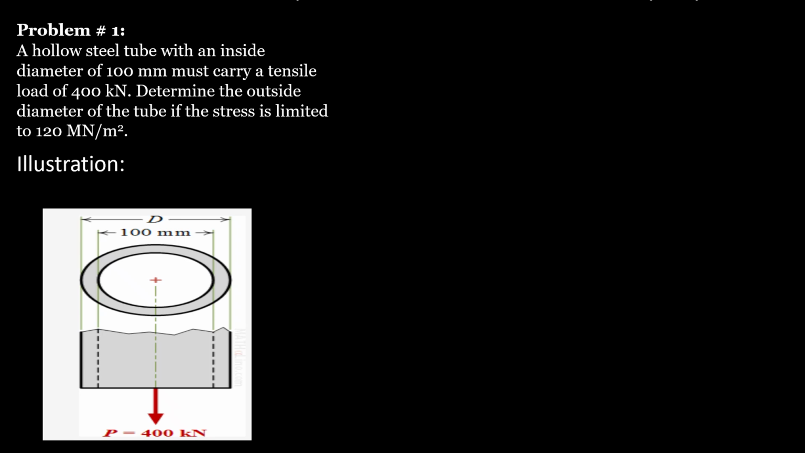But by the way, do you still remember the formula for normal stress? Normal stress is equal to the tensile load over the cross-sectional area, or normal stress is equal to P over A. But in this case, let me give you the formula as tensile load is equal to normal stress multiplied by cross-sectional area. In this particular problem, this is the formula that we will use: P is equal to normal stress times the area.